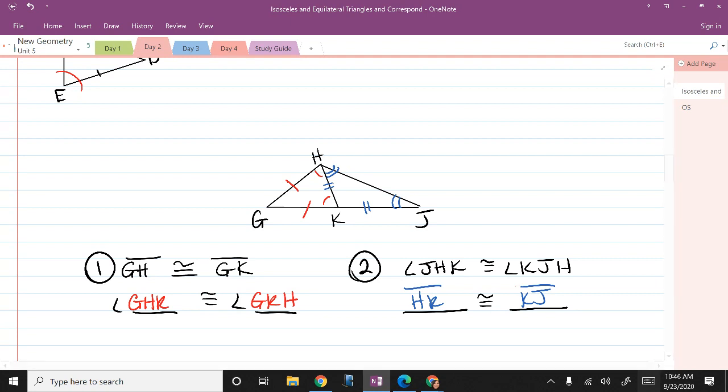Any questions about that? I've lost my little clip and I can't find it. I'll have to dig for it during planning time.